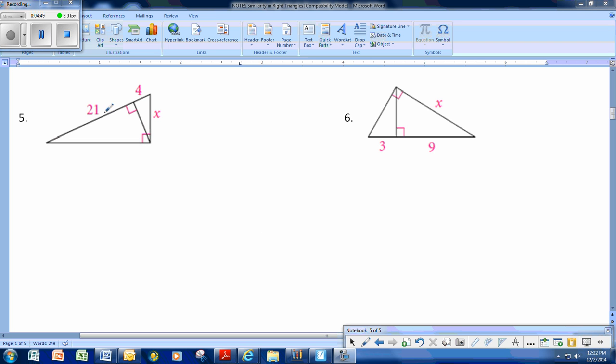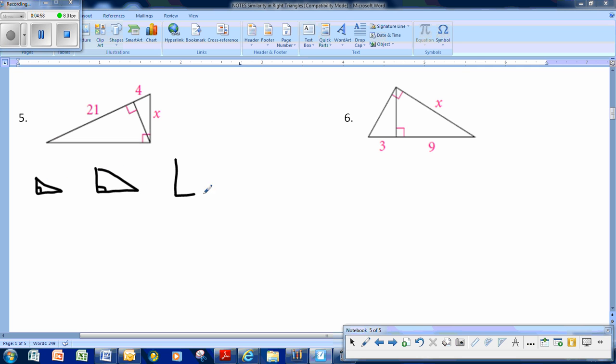Okay, a couple more examples. Again, the small triangle, draw that out, small, medium, and large, all facing the same direction. So the small triangle, here's a right angle. The 4 would be the short leg. X would be the hypotenuse.